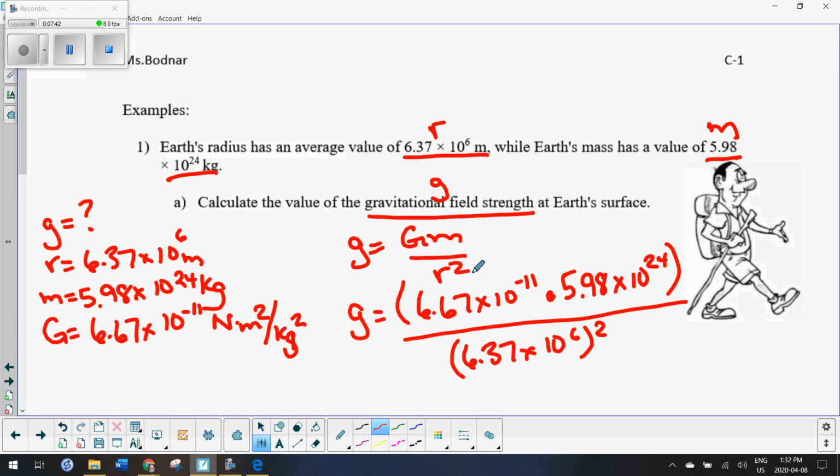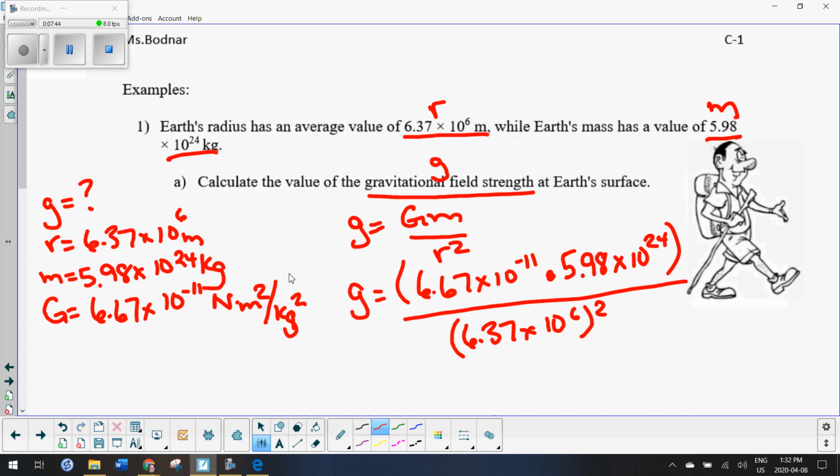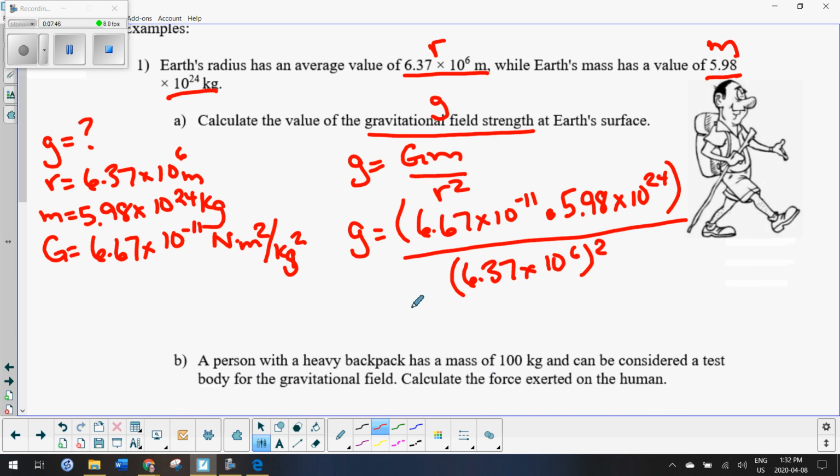So now plugging this into your calculator is the very most important part. I highly recommend that you know how to plug this into your calculator correctly and you get the exact same answer as I do. If you don't, please send me a Remind message and I can do my best to help guide you.